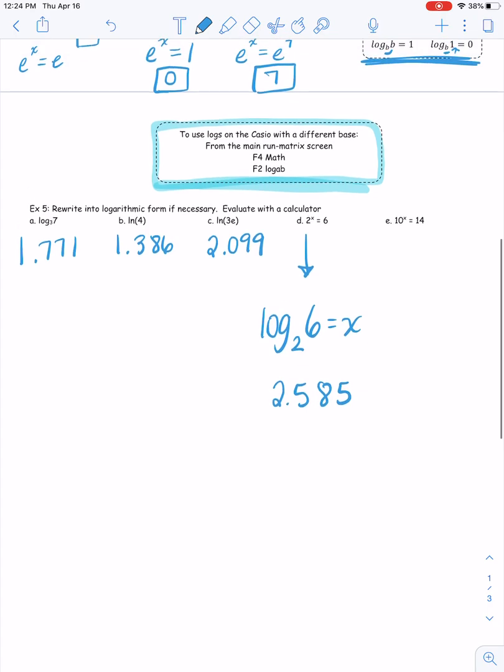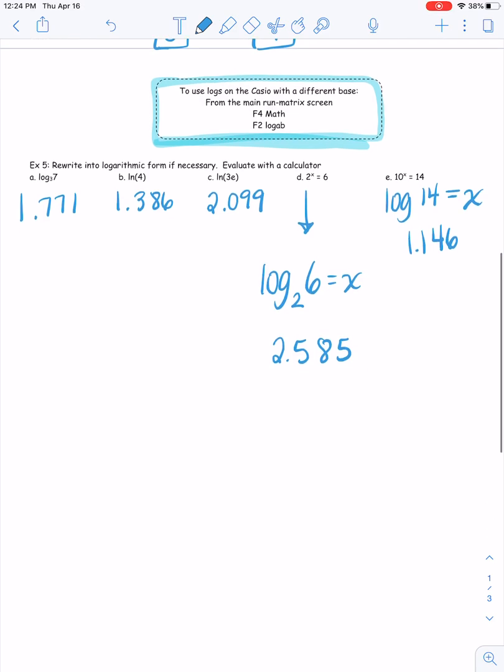And for our last problem, notice your base is 10. I don't have to write log base 10. I can just write log of 14 equals x. If I put the 10 there, it is okay. It is not wrong. You're just not going to see it written that way. So I would try to get in the habit of not putting the base if it's 10 with the log. So you're simply just typing in log of 14, you're hitting enter, and you should get approximately 1.146.